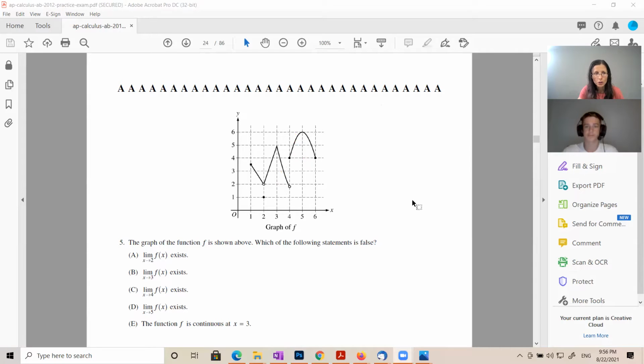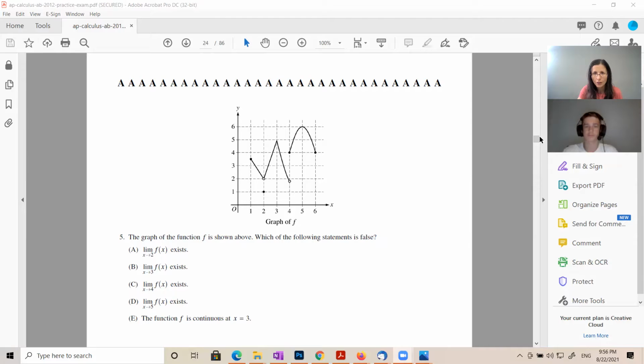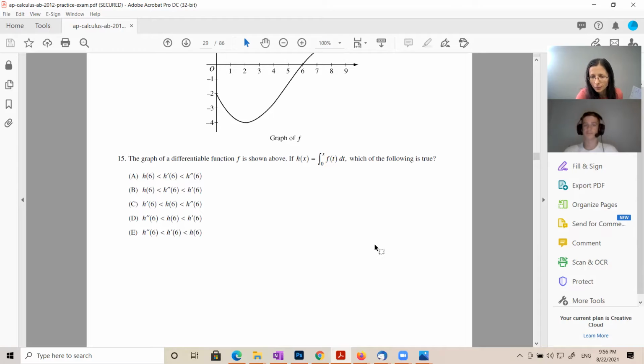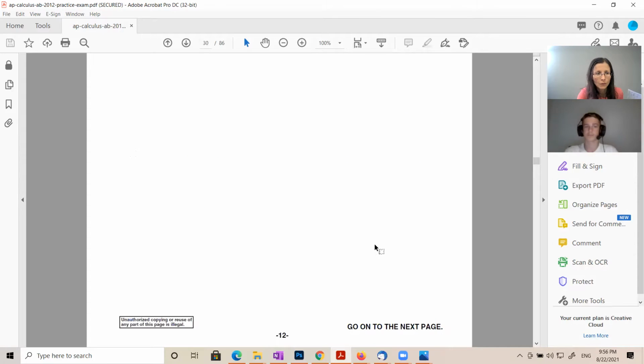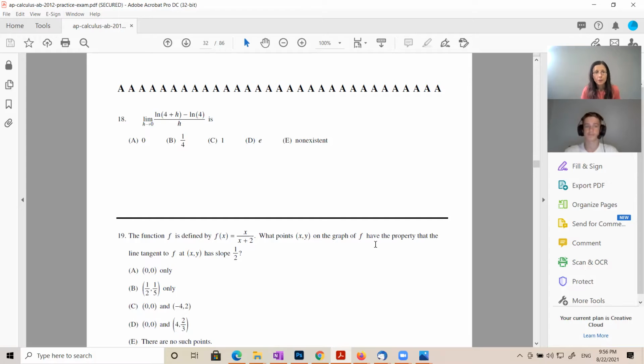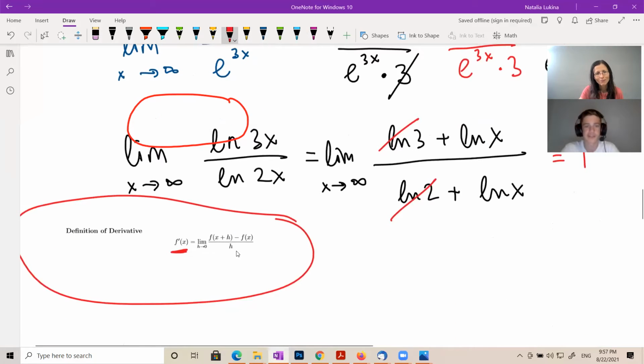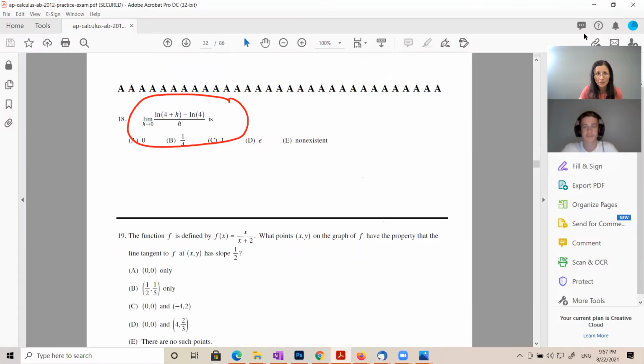Excellent. We also have question 18 on here. Let's scroll to there. Okay, this one, 18. Does it look suspicious, that expression? We just saw it a minute ago. This is the definition of a derivative. We saw it right here. It's the definition of a derivative. This is the definition of the derivative.